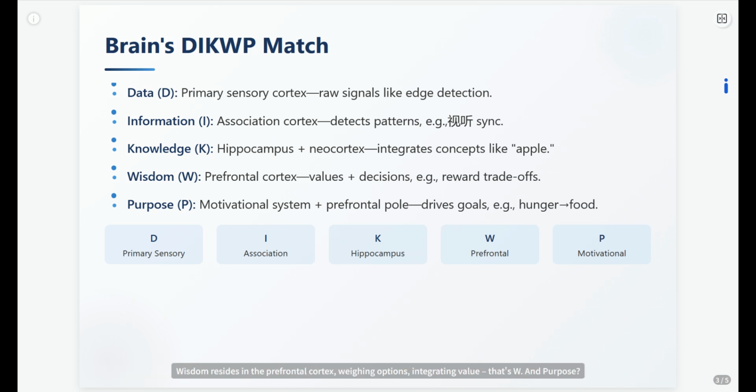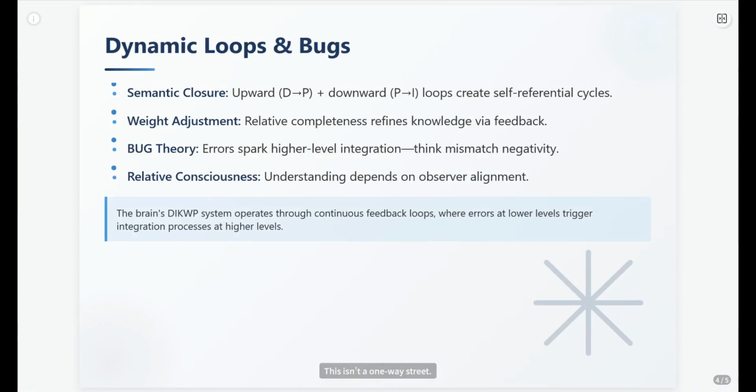Wisdom resides in the prefrontal cortex, weighing options, integrating value. That's W. And purpose: the motivational system, nucleus accumbens, amygdala, plus the prefrontal pole, setting the goal, driving the whole show. That's P. It's a beautiful parallel. This isn't a one-way street.